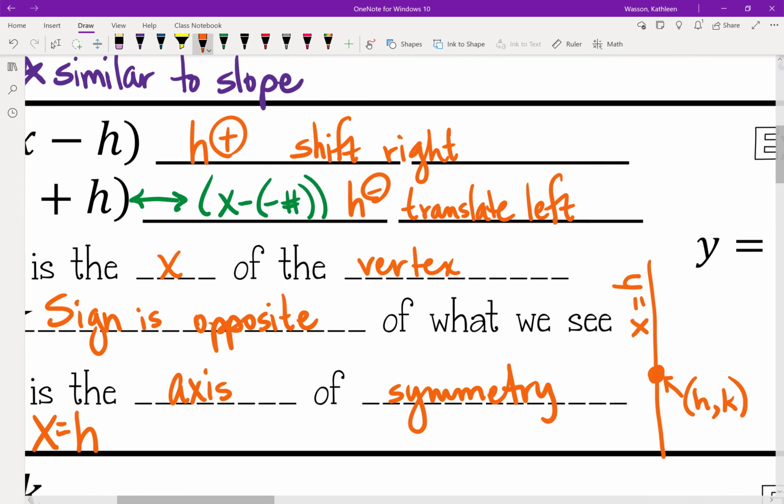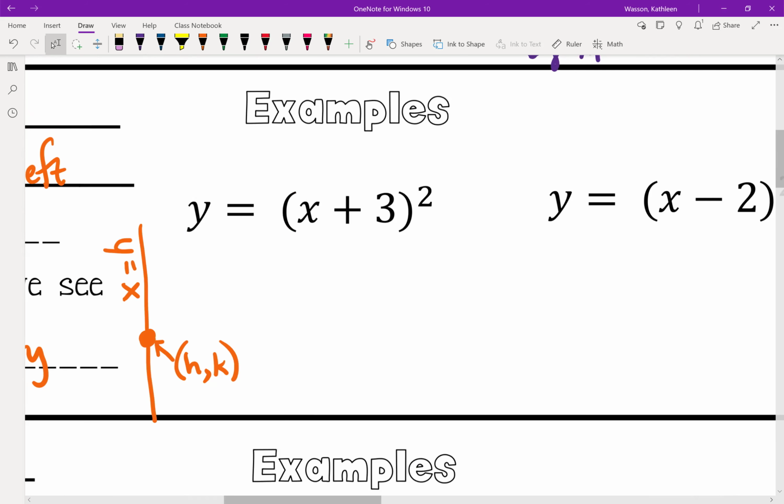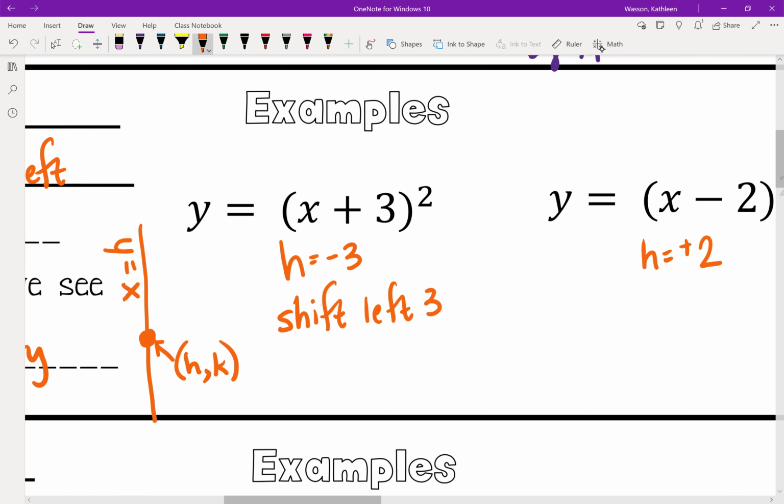Let's describe these equations I just showed. My transformation for this equation is that since h is -3, my graph will shift left 3. For this other example, when I have x minus 2 squared, h is equal to +2. So for this graph, my equation will shift right 2.